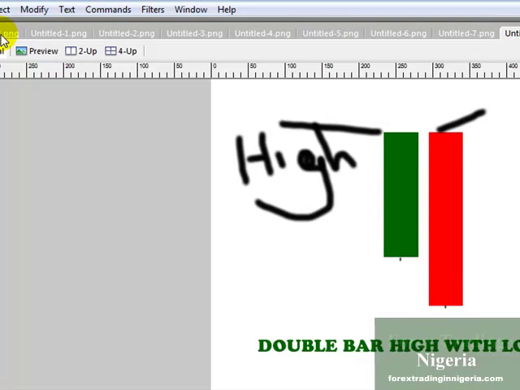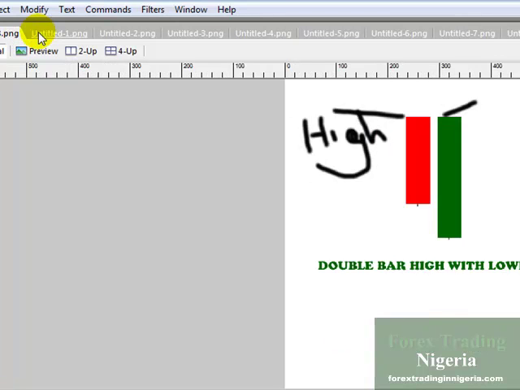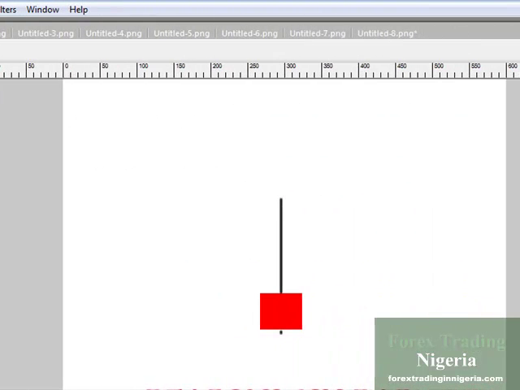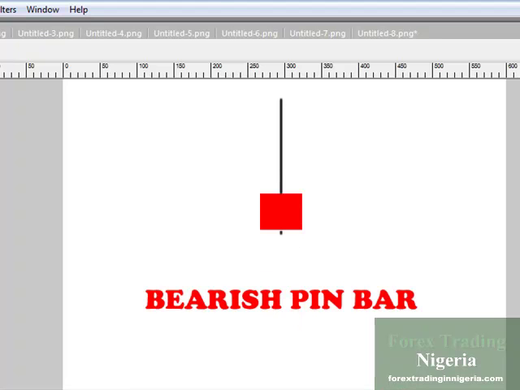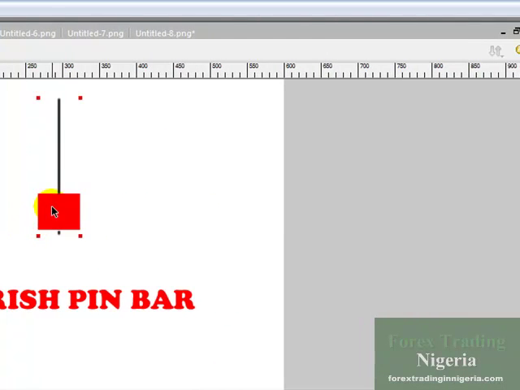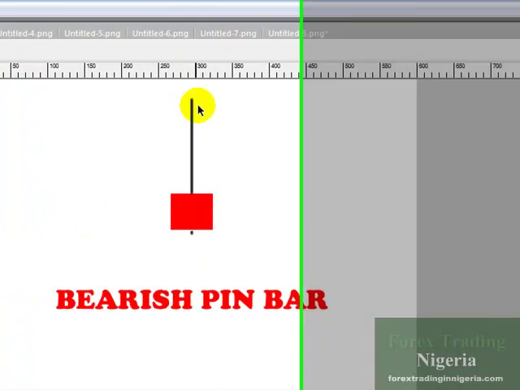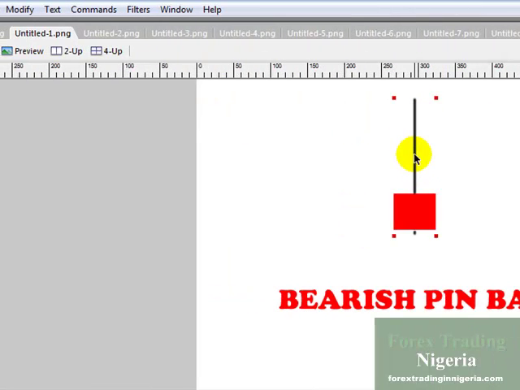So first and foremost, we are going to start with the bearish pin bar. Can you see the formation of the bearish pin bar? This is the body, while this is the wick. The wick is 2 times the body. So look at this. This is what we are going to look for in the chart, in the area of the support and the resistance.